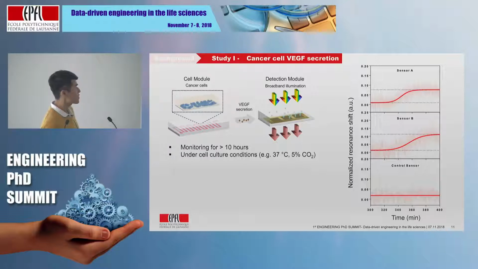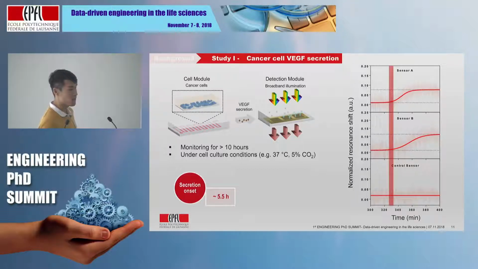And control sensor is another sensor that we don't have any surface coating as a negative control. So with this data, we can see that control sensor always remain flat, which can show that we have very good selectivity for the detection. And from the other sensor, we can see an onset of the signal around 5.5 hours that shows that the VEGF starts to be secreted by the cancer cells.